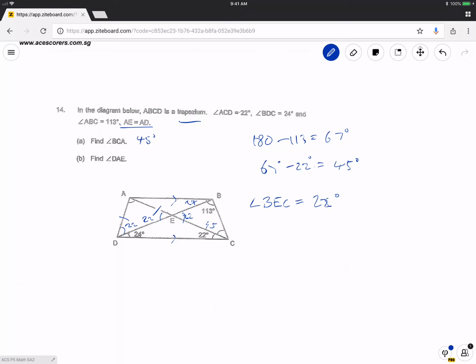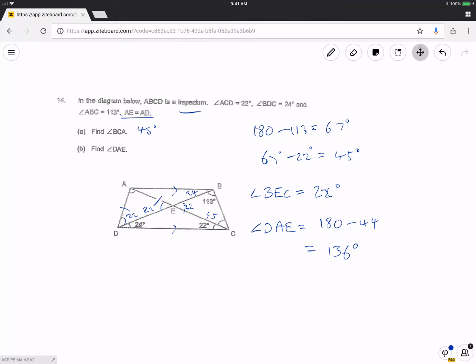Now to find DAE, it is equal to 180 minus 44. So 180 minus 44 is 136. Next.